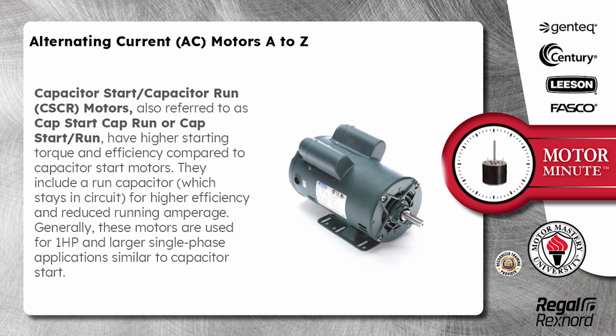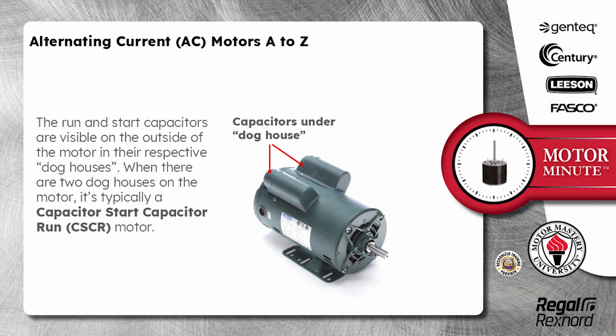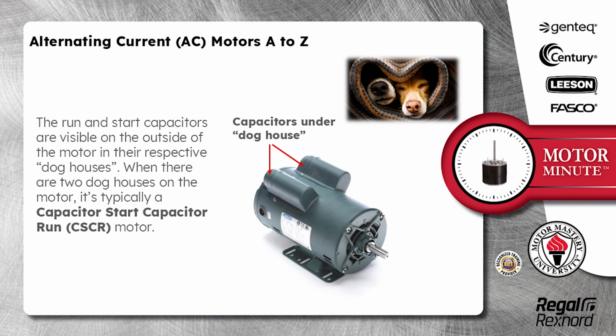Capacitor start capacitor run, CSCR motors, also referred to as cap start cap run or cap start run, have higher starting torque and efficiency compared to capacitor start motors. They include a run capacitor which stays in the circuit for higher efficiency and reduced running amperage. Generally, these motors are used for 1 horsepower and larger single-phase applications similar to capacitor start. The run and start capacitors are visible on the outside of the motor in their respective doghouses. When there are 2 doghouses on the motor, it is typically a capacitor start capacitor run motor.